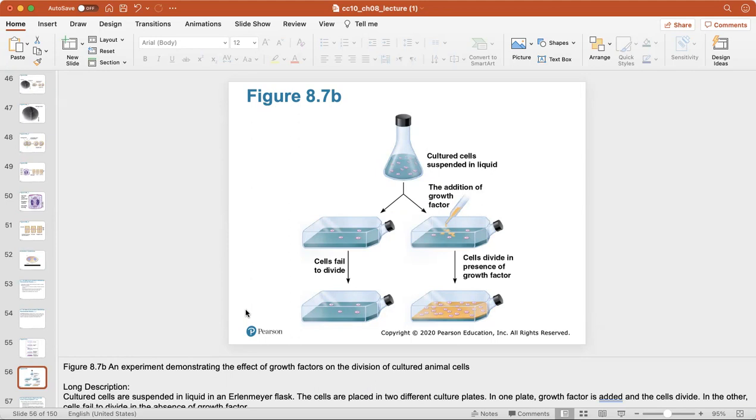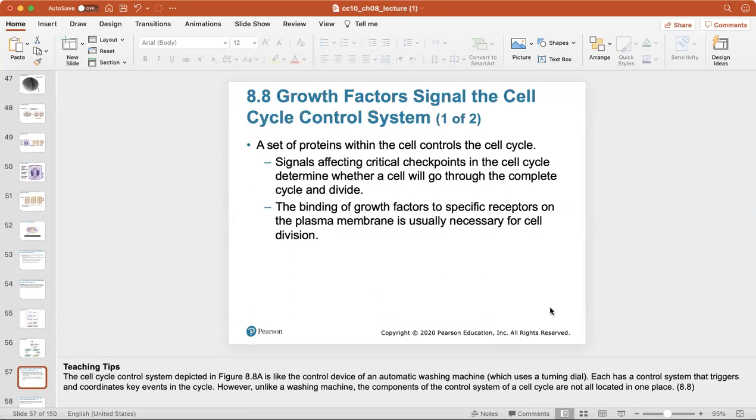Here's a look at another experiment demonstrating the effect of growth factors on the division of cultured animal cells. A growth factor will help the cells to divide even more quickly. And you can see that here the cells are failing to divide on this side of the experiment, but with the addition of the growth factor, it's helping those cells to divide.